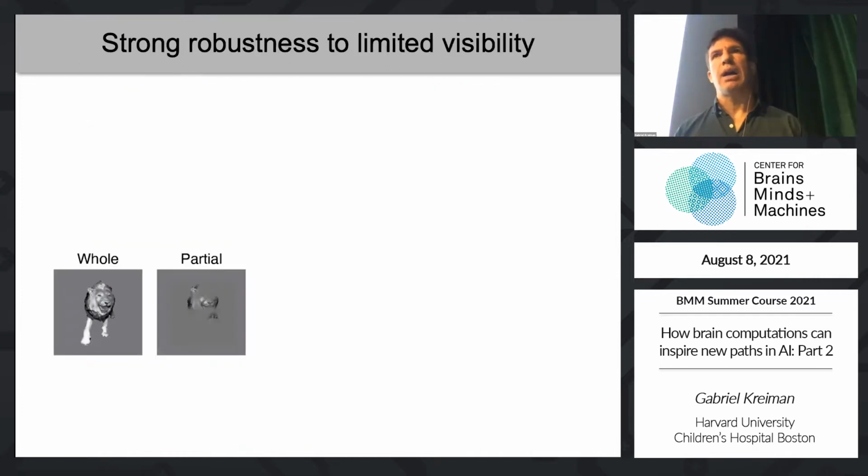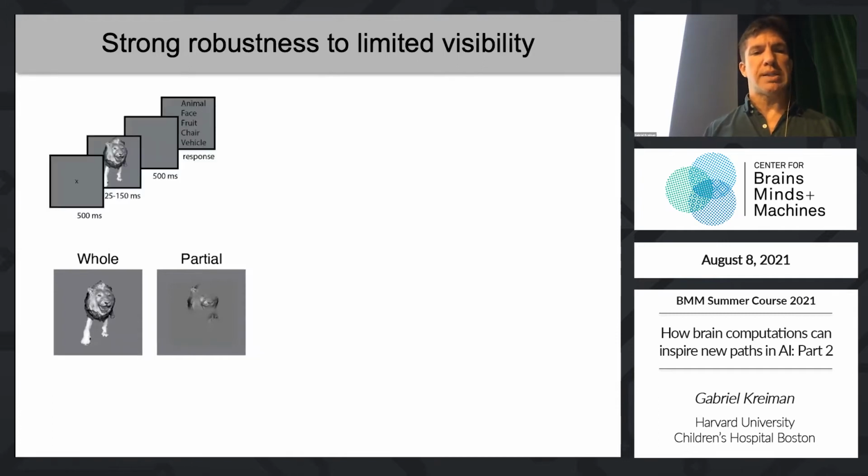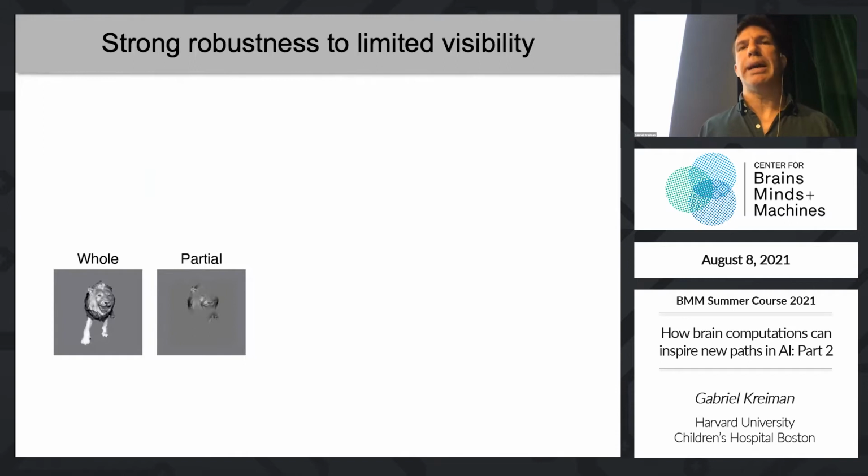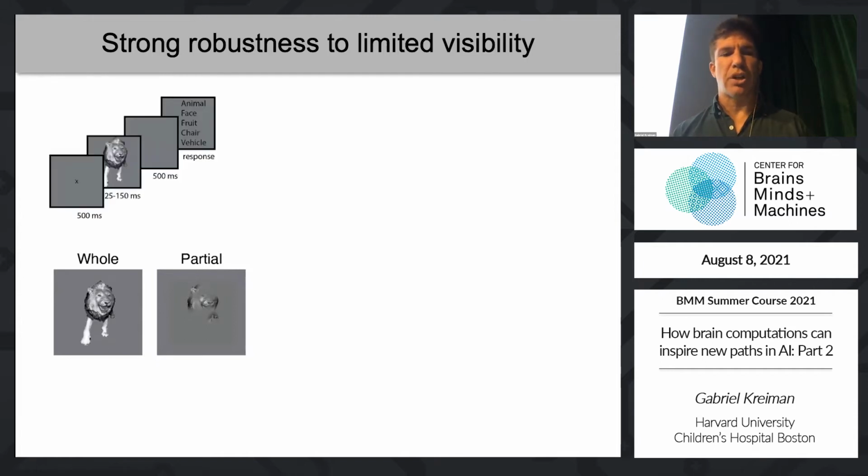The experiments that we run are very, very simple. We took objects and we used a technique called bubbles to render objects through small apertures. This is what the objects look like. I'll refer to whole objects as those that have 100% visibility. And bubbles means that you're essentially looking at the world like this, through small apertures. If you have a lot of apertures, there's a lot of visibility, and the problem becomes easy. If you have very few bubbles, you have less information, and the problem becomes much harder.